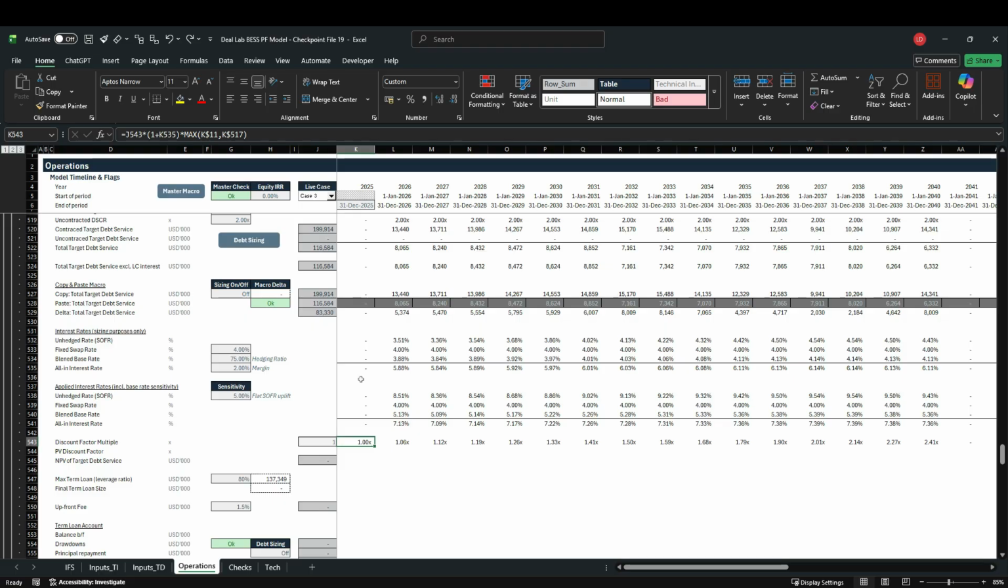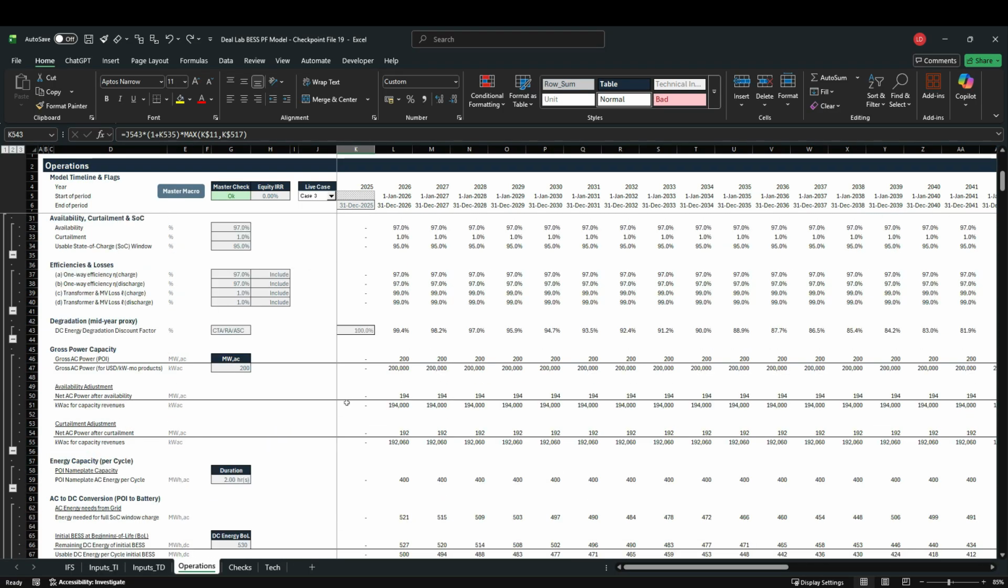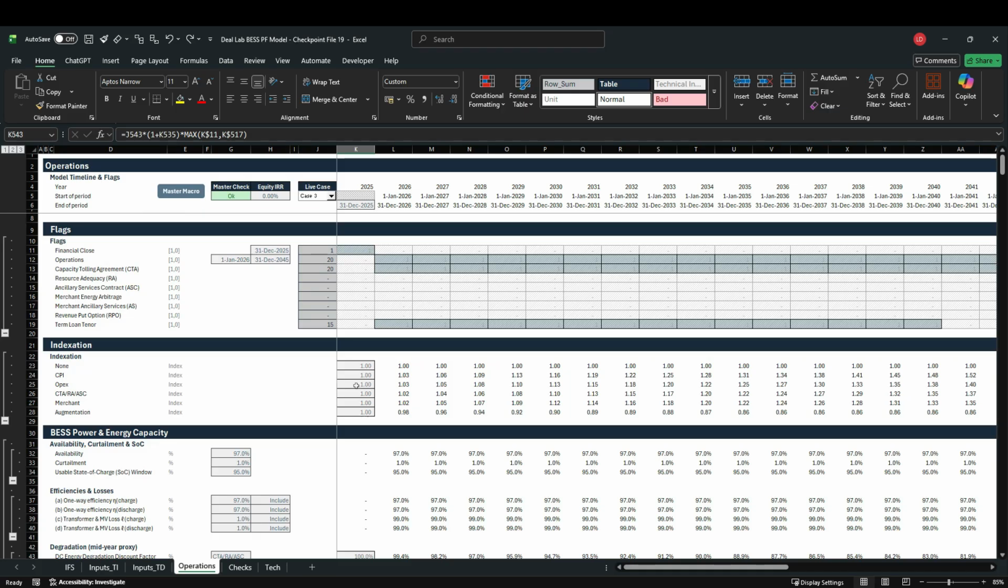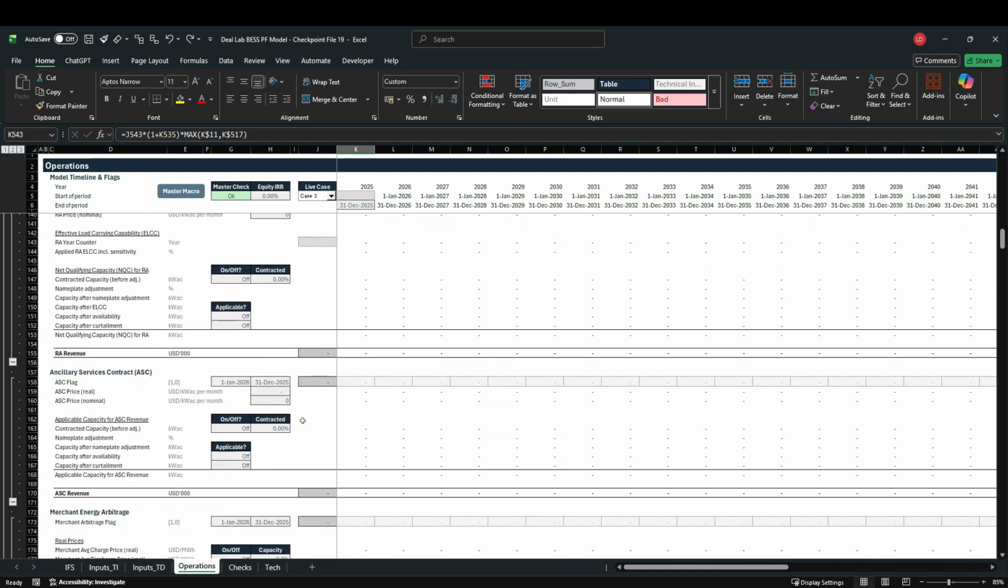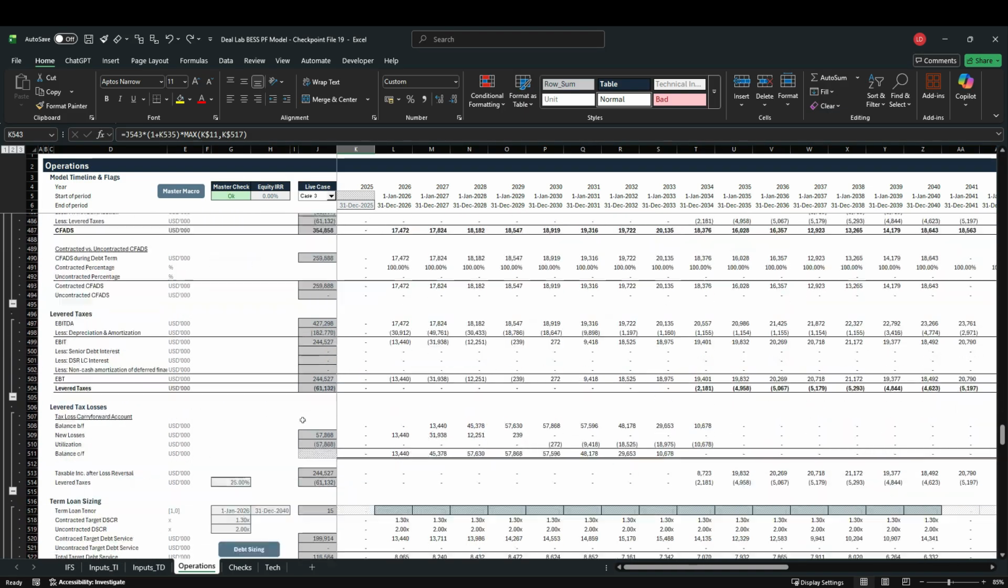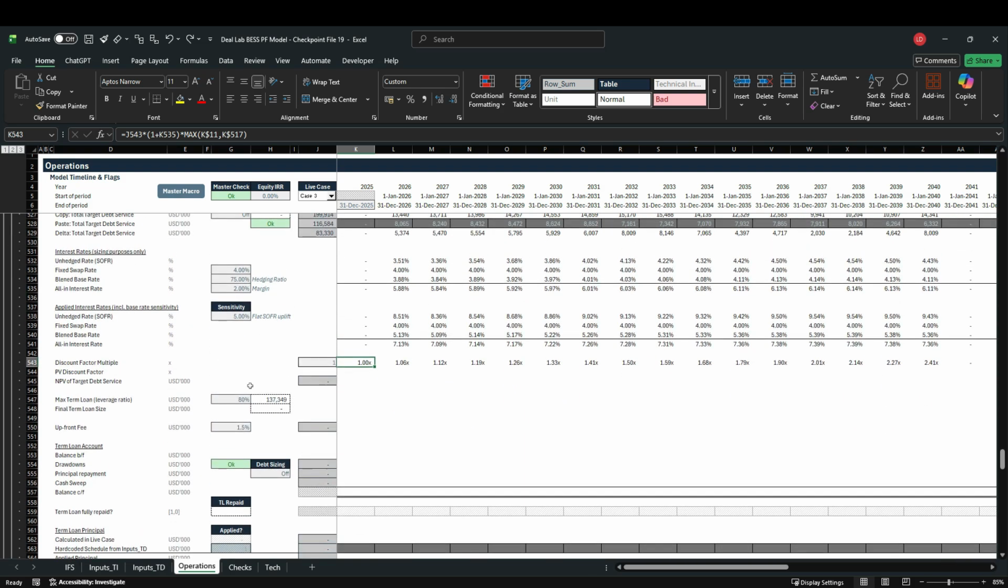So if inflation is, for instance, 2%, you can see that in our indexation, our CPI, for instance, also goes up from 1.0 up to 1.3 a few years later. It's the same principle here for our debt. And so that we are able to actually determine the present value of our total target debt service, what we'll have to do is basically just compute the 1 over this discount factor multiple.